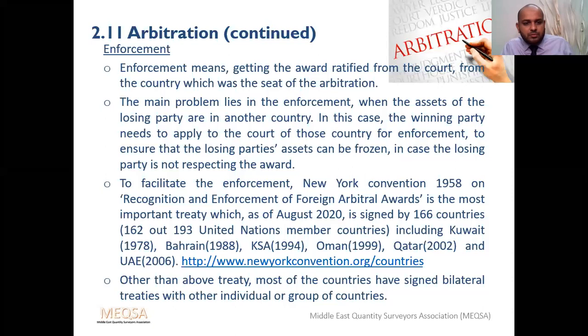So let's see which countries have signed the New York Convention. As of August 2020, 166 countries have signed, and as of now also the same. Kuwait signed in 1978, the first country in the Gulf region. Then in '88 Bahrain, '94 Saudi Arabia, '99 Kuwait, 2002 Qatar, and the UAE finally signed in 2006. You can see the list of countries in the link I have seen for the New York Convention.